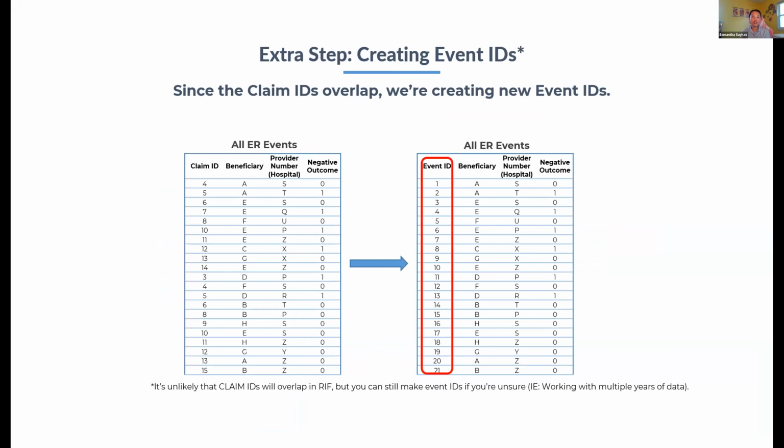I'm just going to take an extra step here to create event IDs. Since you notice that the claim IDs overlap, we're just going to create new event IDs. It's really unlikely if you're working in RIF that claim IDs will overlap. You still can make event IDs if you're not sure, like if you're working with multiple years of data. Just be aware that you may not be able to link back unless you create some type of event ID to claim ID crosswalk, so that you can merge the crosswalk to your final events file, so that you can merge it back to any claims files that you're interested in.